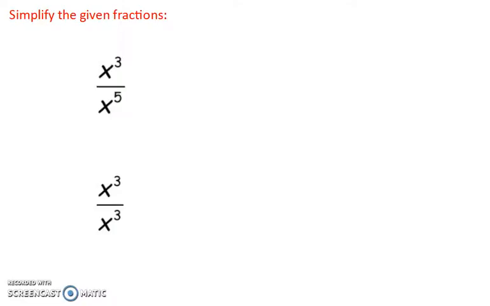Now the real trouble comes in when the bottom exponent is larger than the top exponent, or equal to, such as we have in the second example there. Because now if I subtract, I get 3 minus 5, which is X to the negative 2. And now how do I interpret a negative exponent?